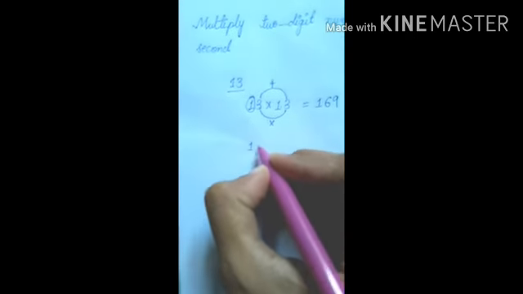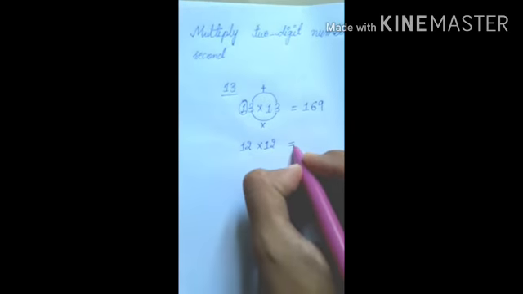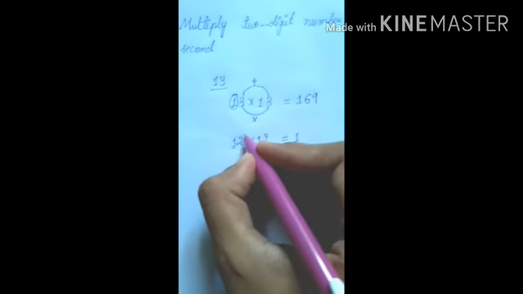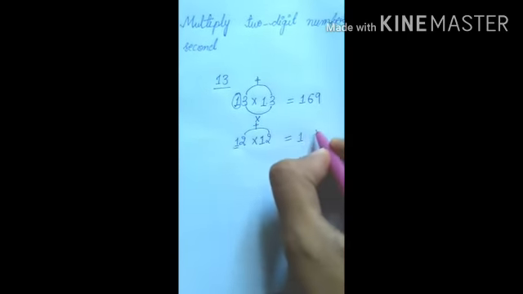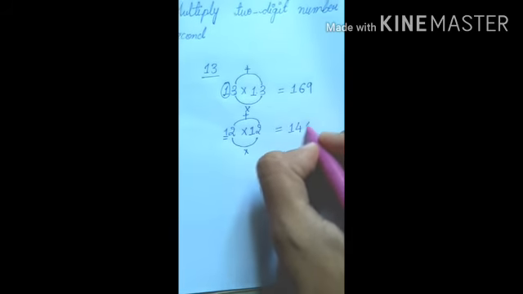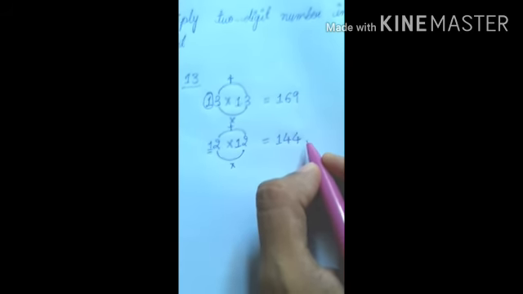We can take another number like 12. 12 into 12, which equals, first write the first digit, that is 1. Next, 2 plus 2, that's 4. Then 2 into 2, that is 4. So 12 into 12 equals 144.